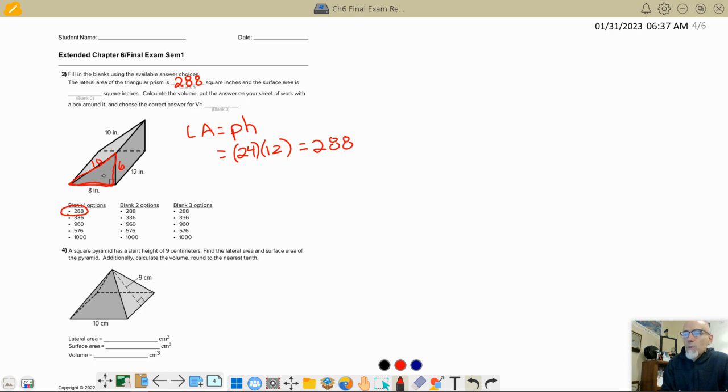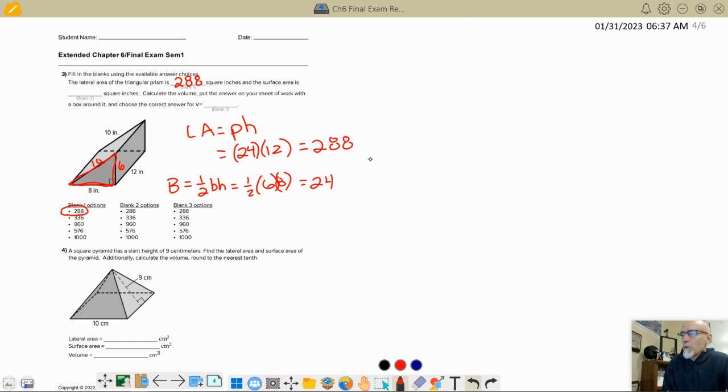So we've got to add the two bases. The front base is a triangle, so that's 1/2 the base of the triangle times the height of the triangle. That's 1/2 times 6 times 8. 6 times 8 is 48. Half of 48 is 24. So one base is 24.